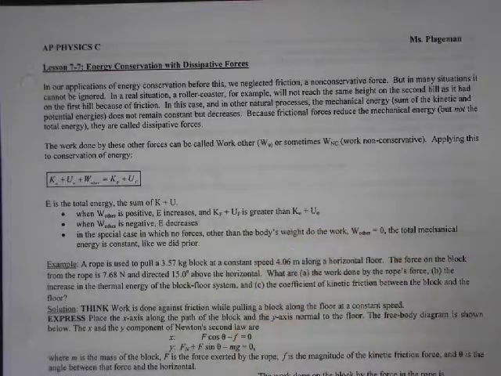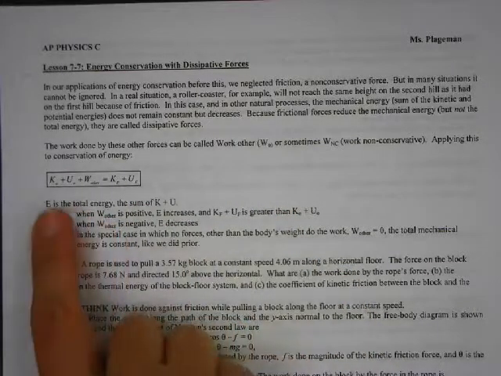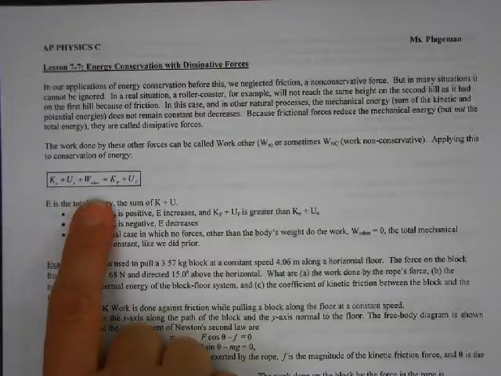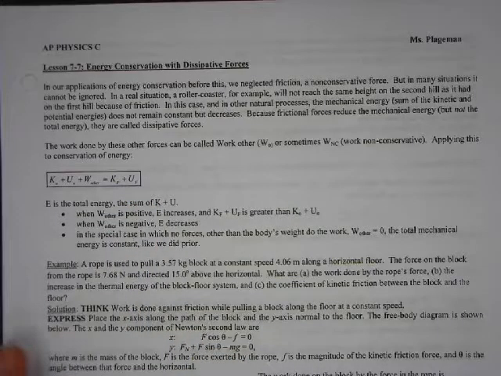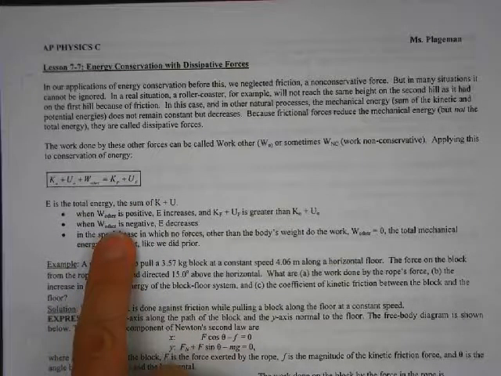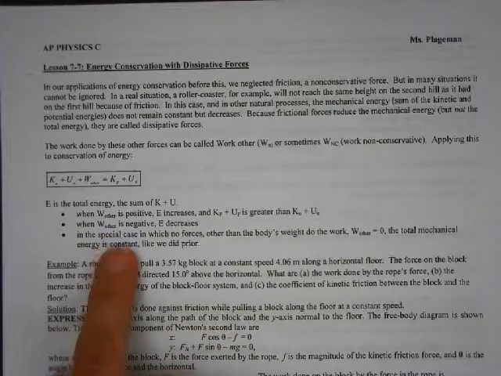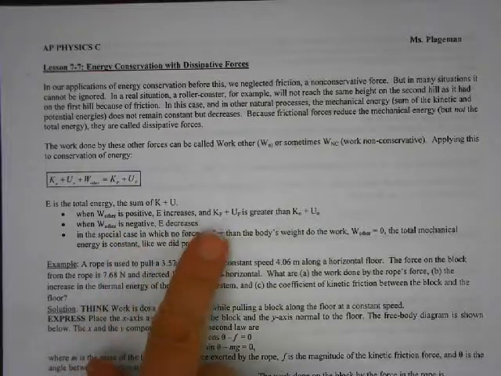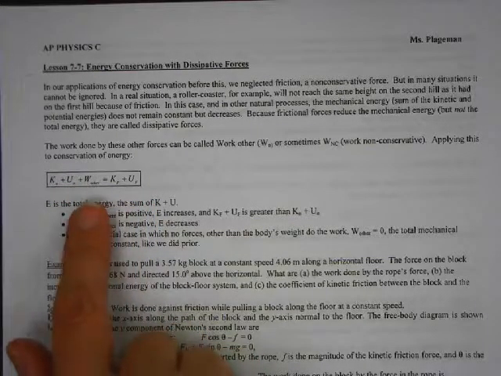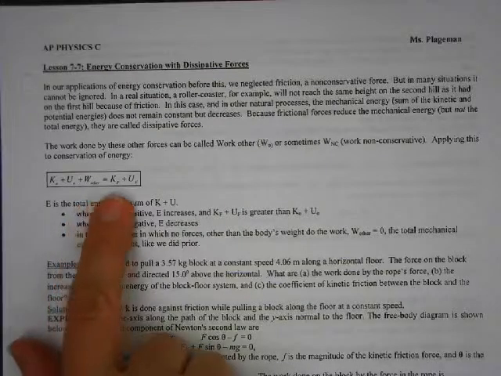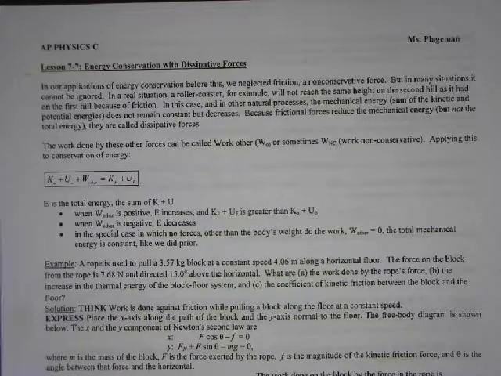So when you write the equation on an FRQ on the AP exam, and there's friction involved with an energy problem, to get the point for writing it out, you would write K naught plus U naught plus W naught is equal to KF plus UF. Depending on whether this work is positive or negative, if friction does negative work, then the right side is going to be less than the left. So that's what this lesson has to do with.